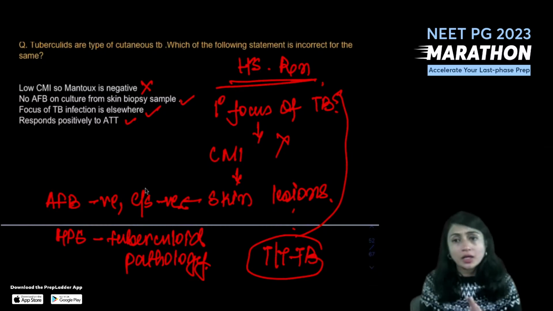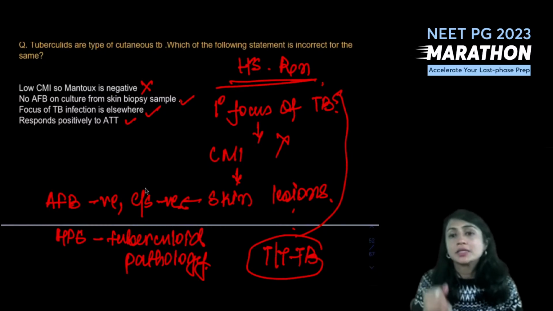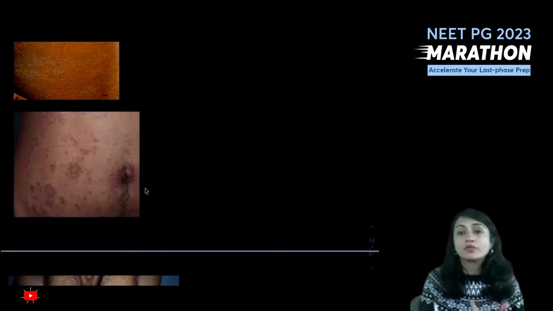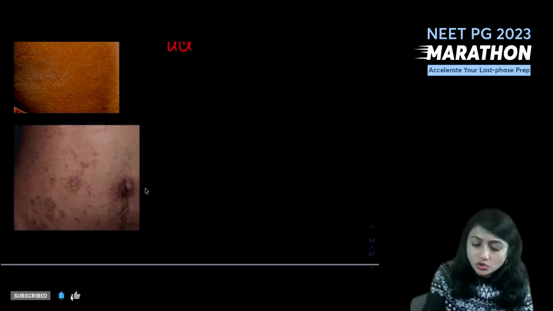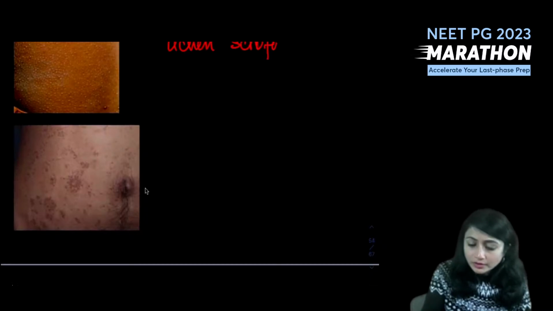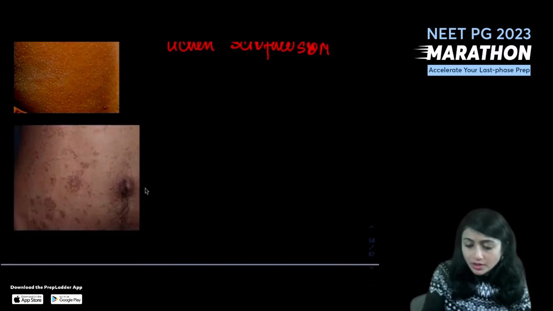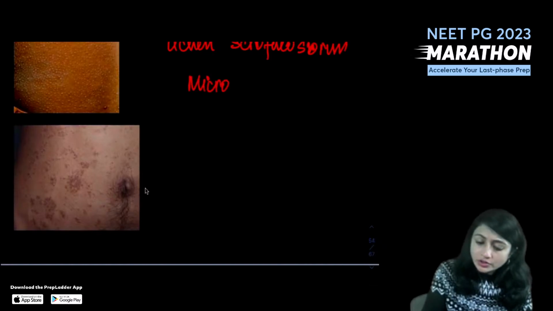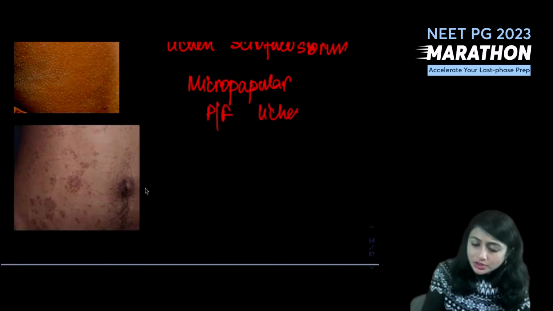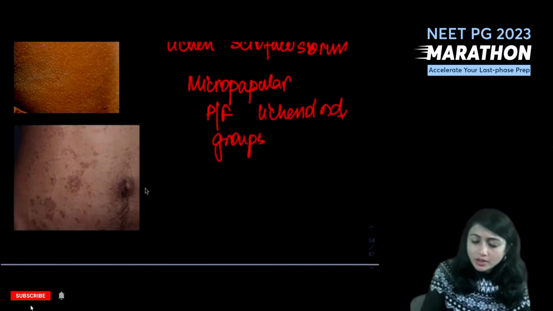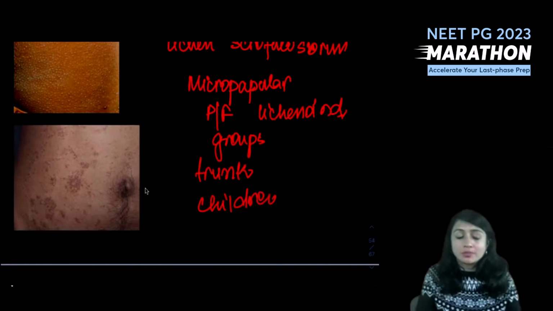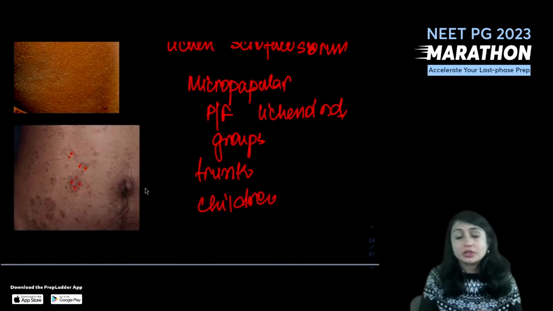Tuberculids are again an important topic. You should know that here the CMI is high. Sometimes they give you an image and ask you about various kinds of tuberculids. So there are three main tuberculids that you should know. First is lichen scrofulosorum, which is a micropapular tuberculid. You see micropapular, perifollicular, lichenoid lesions present in groups. They are present on the trunk, usually in children. These are all asymptomatic lesions, micropapular lichenoid lesions present in groups.